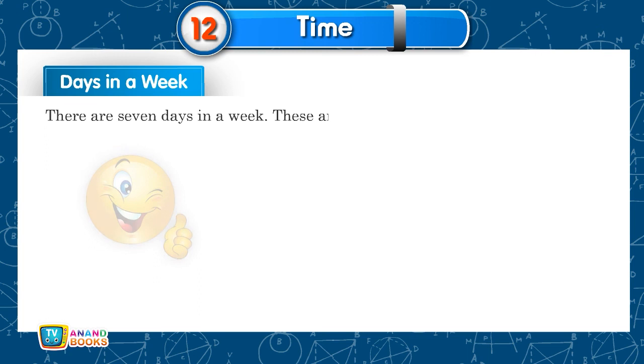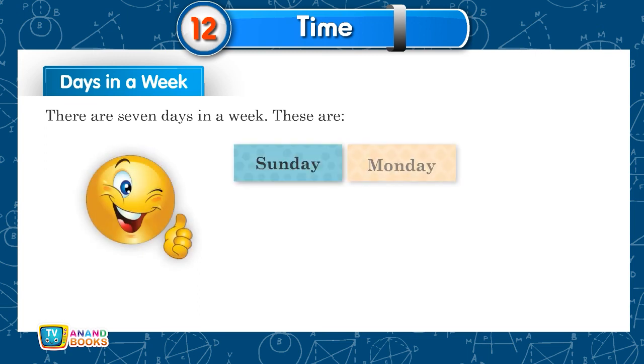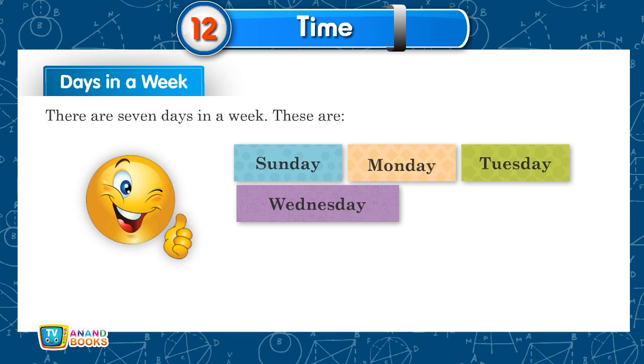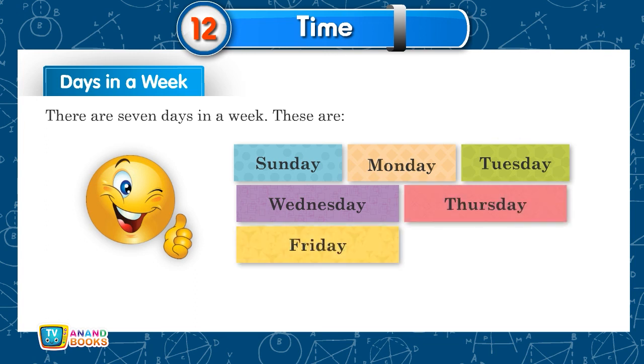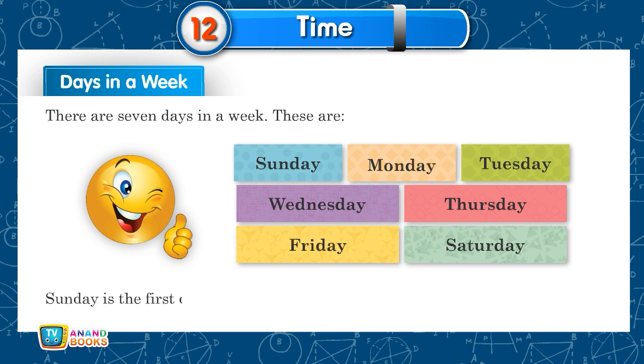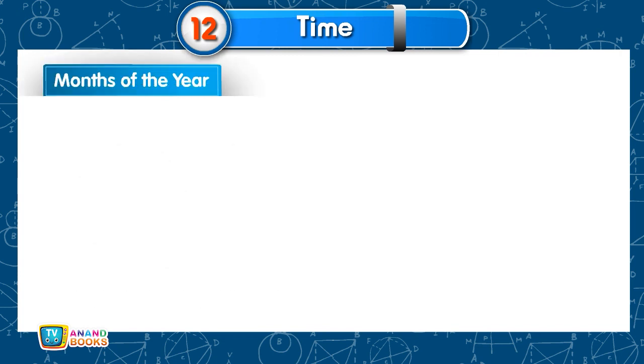Days in a week. There are 7 days in a week. These are Sunday, Monday, Tuesday, Wednesday, Thursday, Friday, Saturday. Sunday is the first day of the week. Months of the year. There are 12 months in a year.